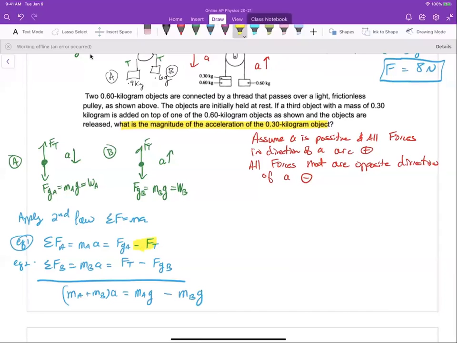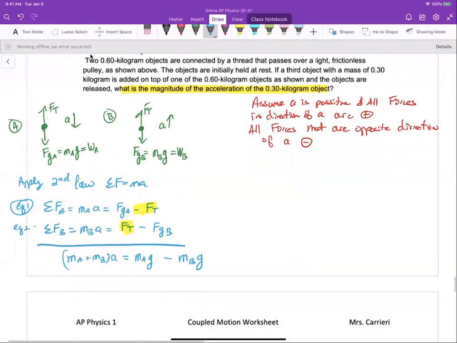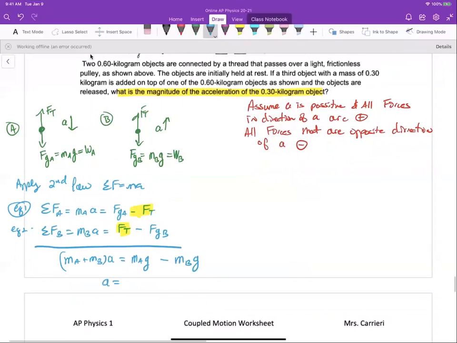Notice the signs of the tensions are opposite, so they cancel. And I can solve for acceleration, which will give me a equals (mA minus mB) times the acceleration due to gravity, divided by the total mass of the system. The difference of the masses is kind of like the driving force. One mass is working for you, one's working against you, divided by the total mass of the system, times acceleration due to gravity.